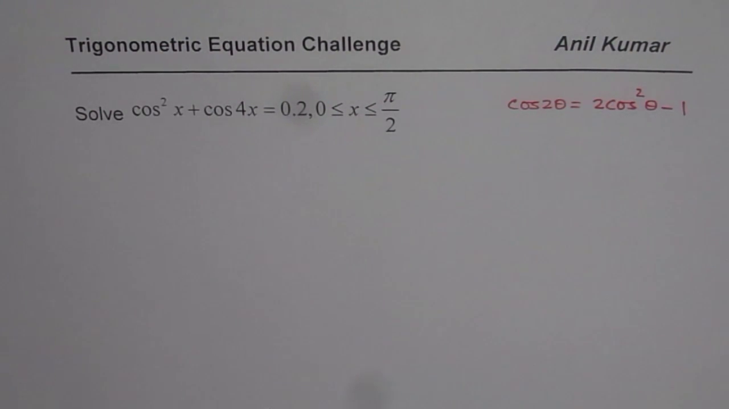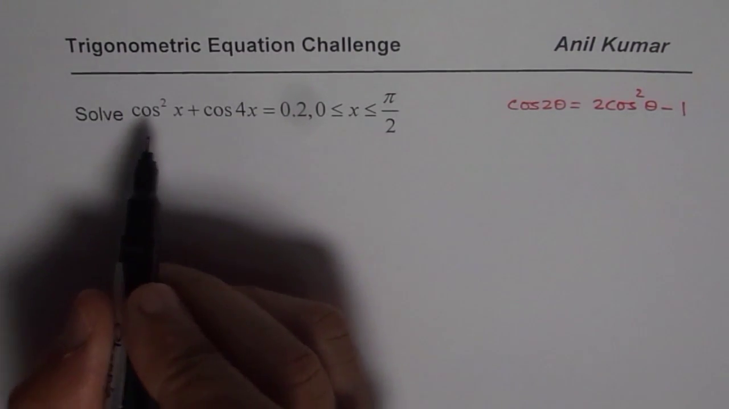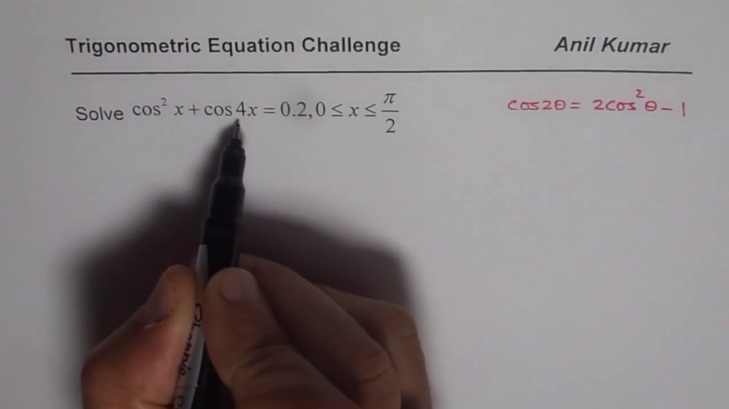Now, you can pause the video, solve the question and then look into my suggestion. That should help you to review this chapter on trigonometric equations solution. Let's begin by writing cos 4x in terms of cos 2x.